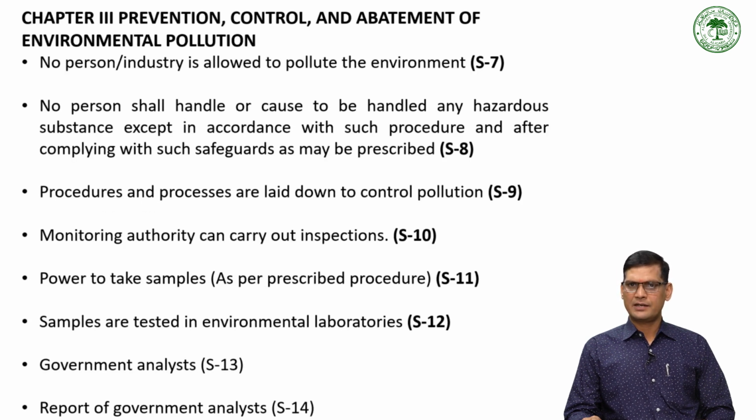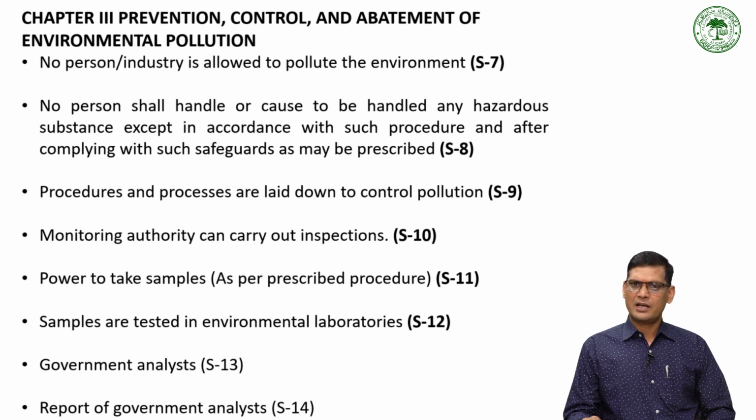Chapter 3 is entitled Prevention, Control and Abatement of Environmental Pollution. Under Section 7, the Act talks about prevention of environmental pollution and states that no person carrying on any industry, operation or process shall discharge or emit, or permit to be discharged or emitted, any environmental pollutants in excess of such standards as may be prescribed in the Act.